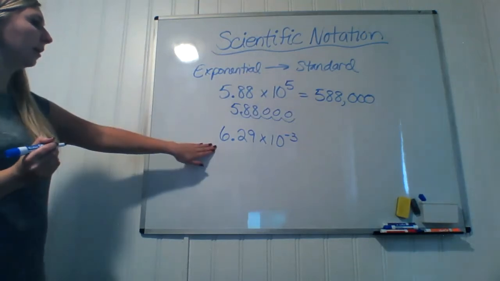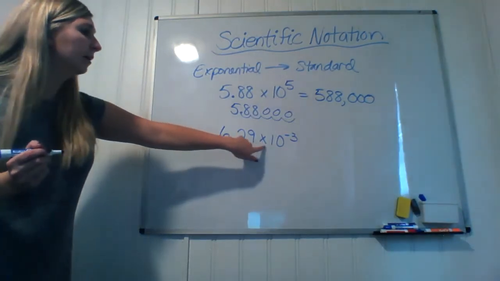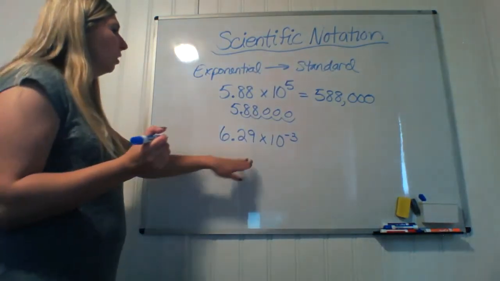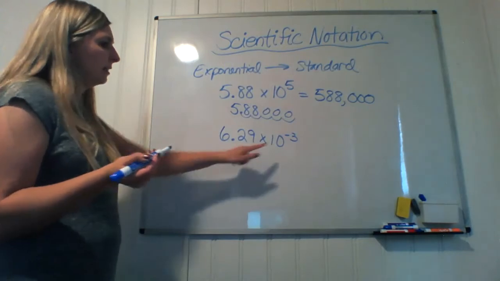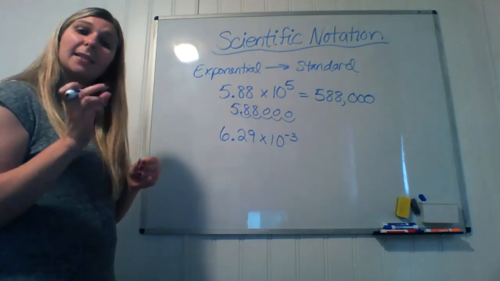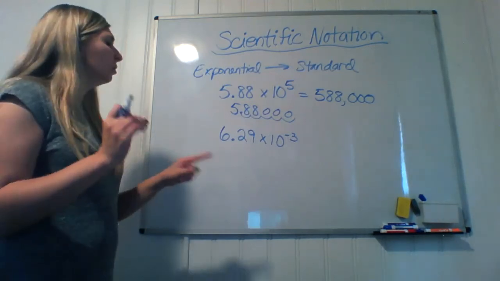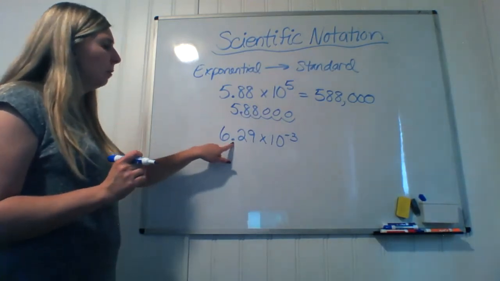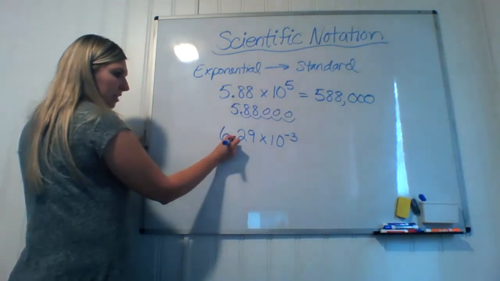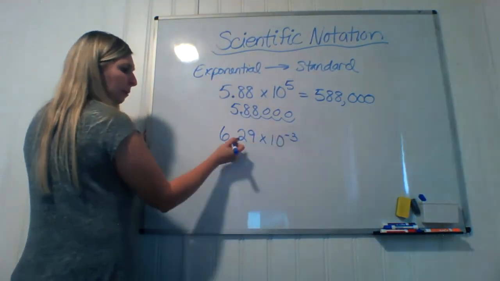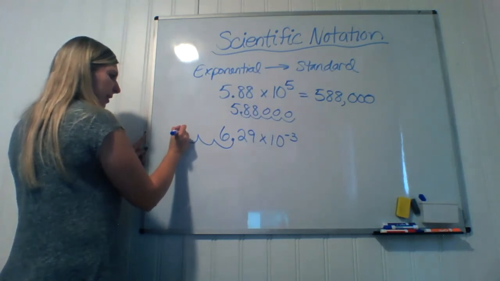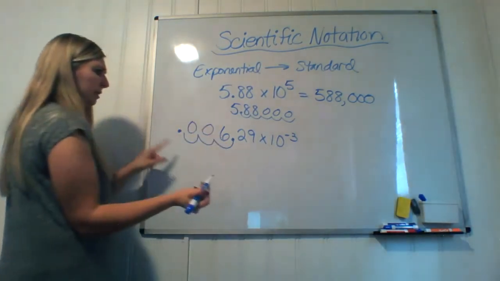Now the next example is 6.29 times 10 to the negative 3. What we need to do is recognize that we have a negative 3 exponent. When we have a negative exponent, it's a small number, less than 1. So if it's less than 1, then the decimal place needs to move to the left. We start here at this decimal place, and we're going to move it to the left 3 places. 1, 2, 3.